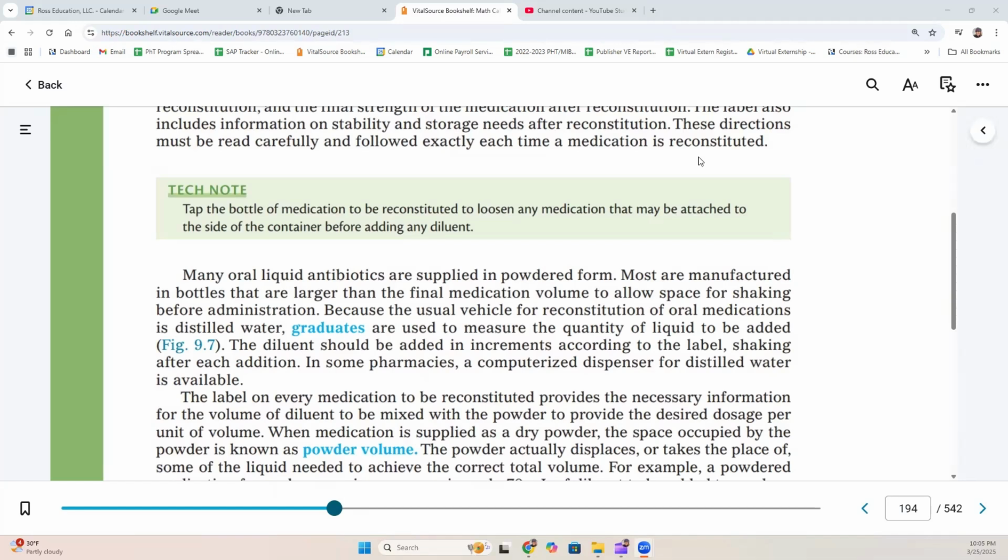Many oral liquid antibiotics are supplied in powdered form. Most are manufactured in bottles that are larger than the final medication volume to allow space for shaking before administration. Because the usual vehicle for reconstitution of oral medications is distilled water, graduates are used to measure the quantity of liquid to be added. The diluent should be added in increments according to the label, shaking after each addition. In some pharmacies, a computerized dispenser for distilled water is available.